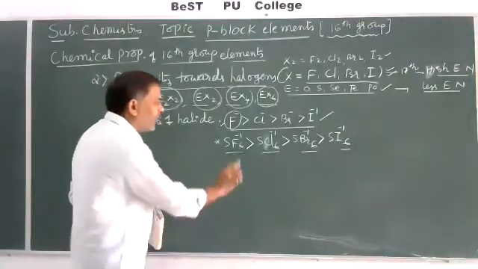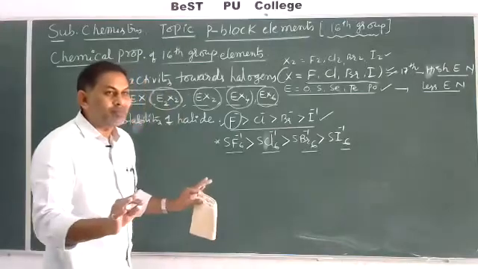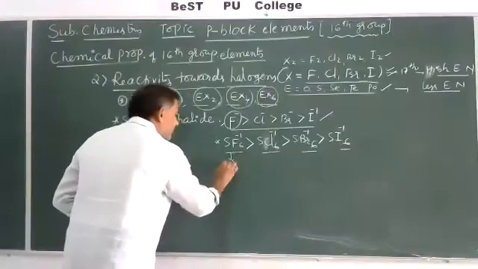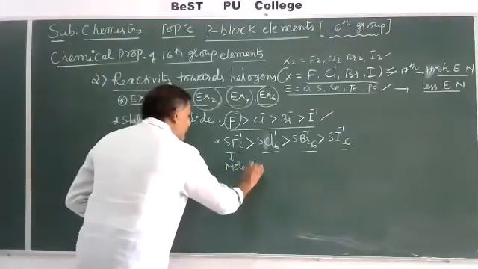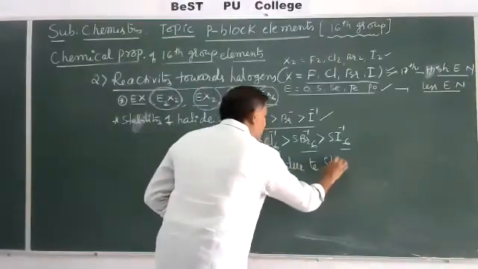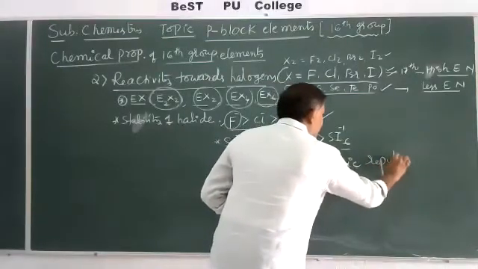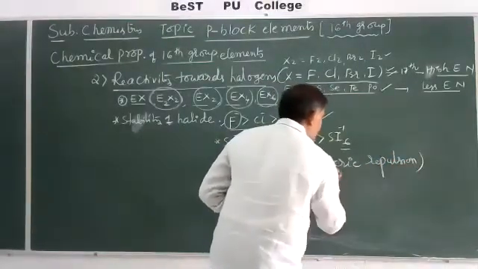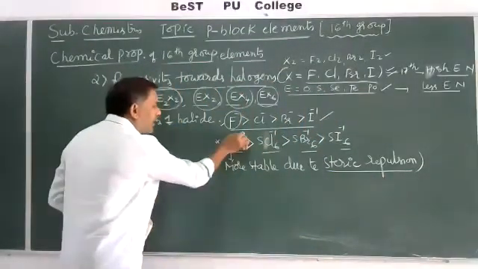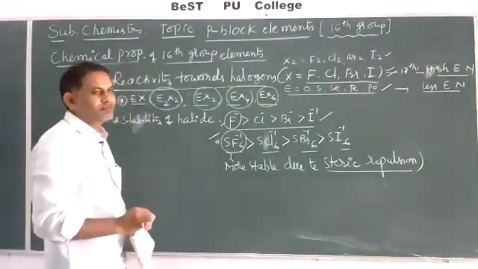And the textbook gives only one line, that hexafluorides are more stable, exceptionally. That is, it is more stable. The reason is steric repulsion reasons. Among all these, sulfur hexafluoride is the most stable halide.